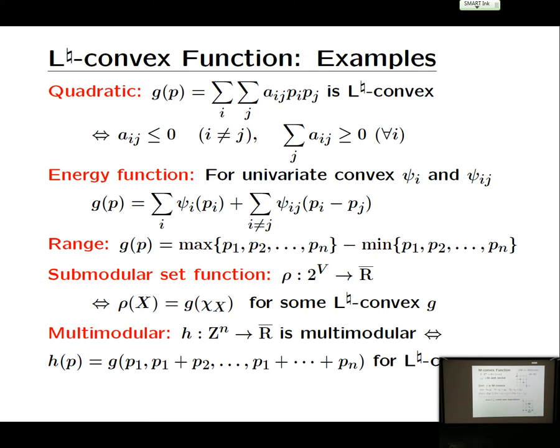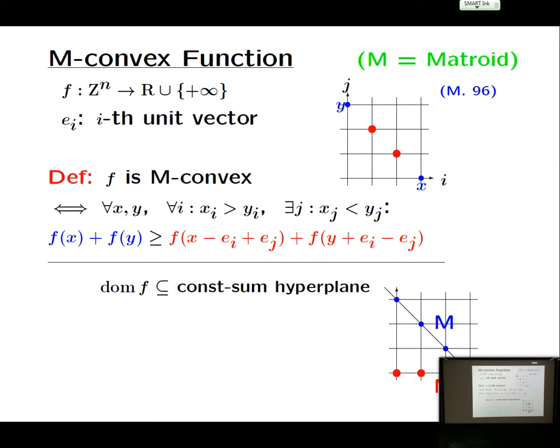Okay. Now, another class, M-convex function. M stands for matroid. And this is a generalization of matroid exchange property, or polymatroid exchange property. So e_i denotes the ith unit vector.